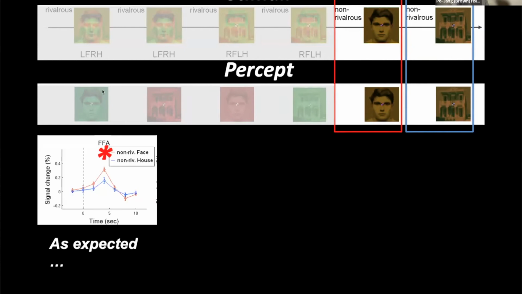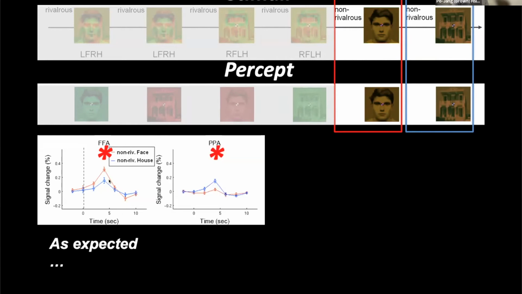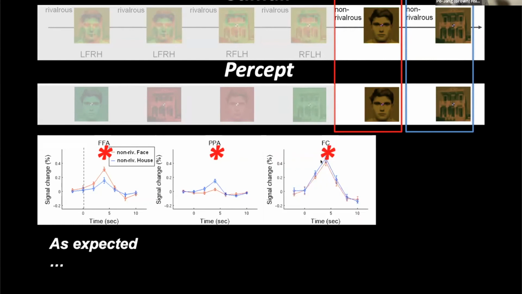And now let's look at the data for the non-rivalry stimulus first. You can see that in the area FFA, the area that responds more to faces, when you present a face, the response is higher compared to when you present a house. And in PPA it is the opposite. And in the foveal confluence, the early visual area, it seems to respond more to houses, probably because there is more high spatial frequency information in the houses. And these findings are as expected.